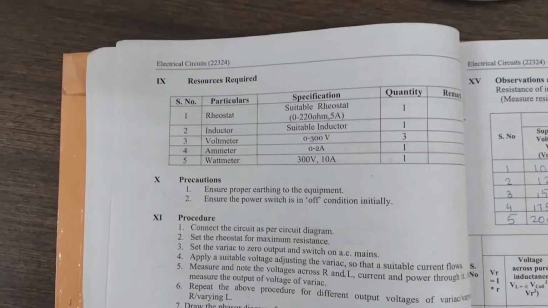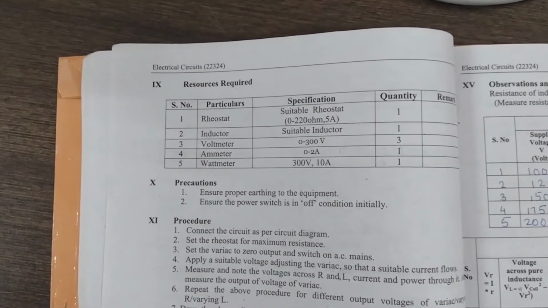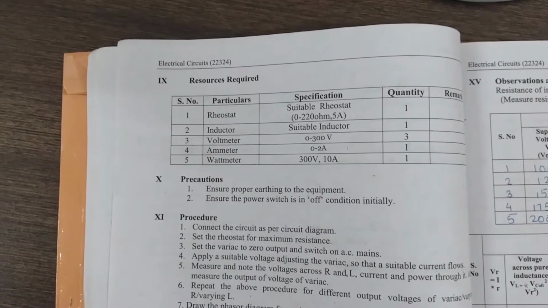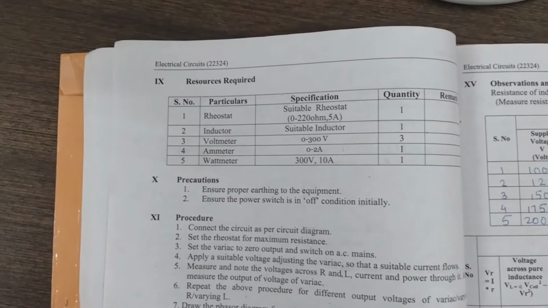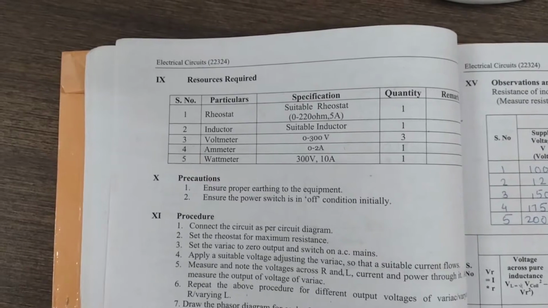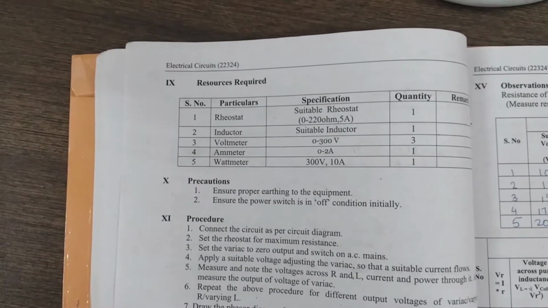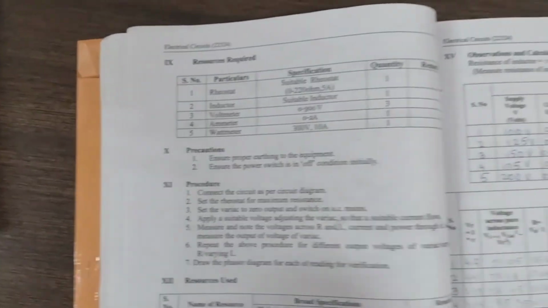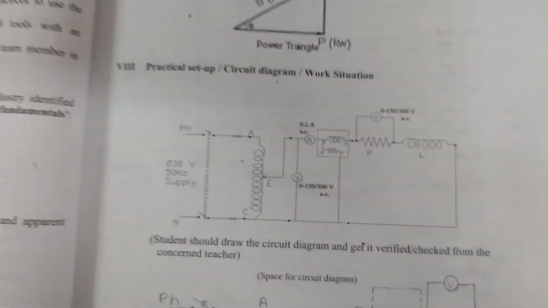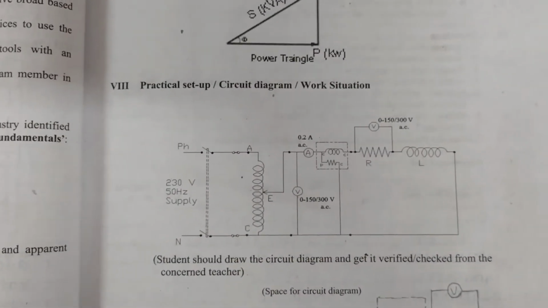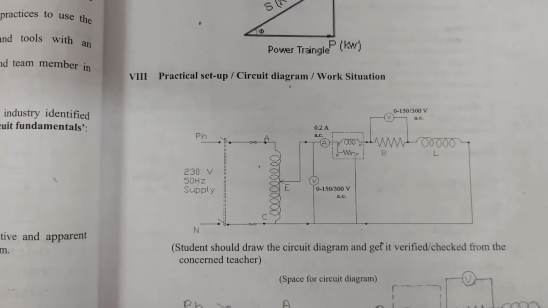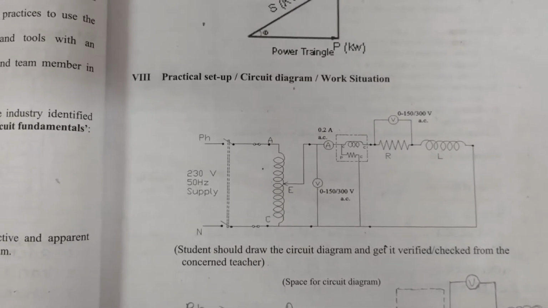First, a rheostat. In this practical, we can use a lamp as a resistive load. Then an inductor, a voltmeter, an ammeter and a wattmeter. Then we will see the actual circuit diagram of your practical. This is the practical setup. This is the circuit diagram for your practical.